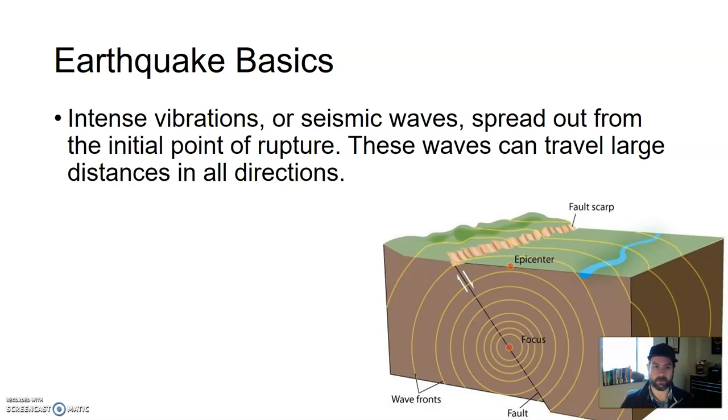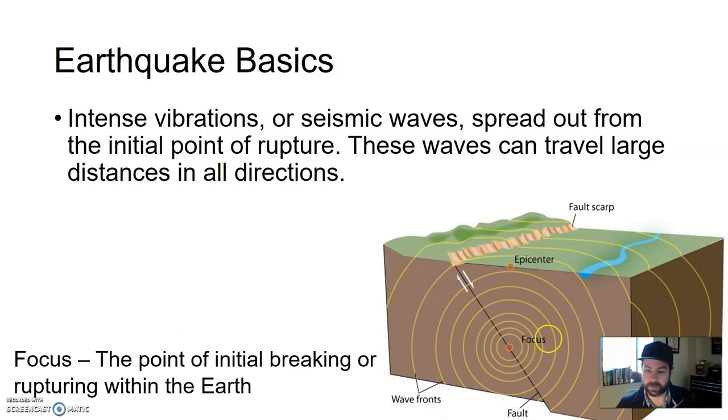If there's an earthquake on the other side of the Earth in Japan, we can detect it here because those seismic waves travel through the Earth. So again, where the earthquake occurs, the point of the initial breaking or rupturing within the Earth along a fault line where there's movement, is called the focus. That's where the earthquake starts. It's where the energy is released from, where the seismic waves emanate from.